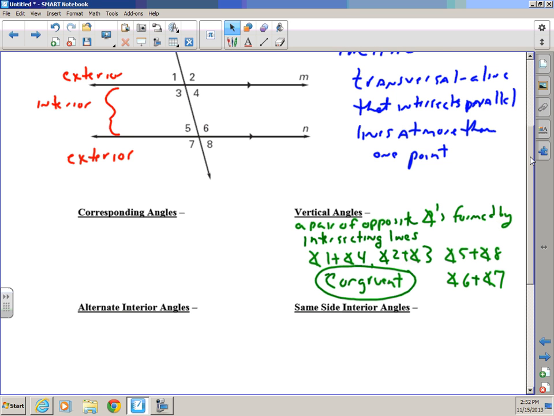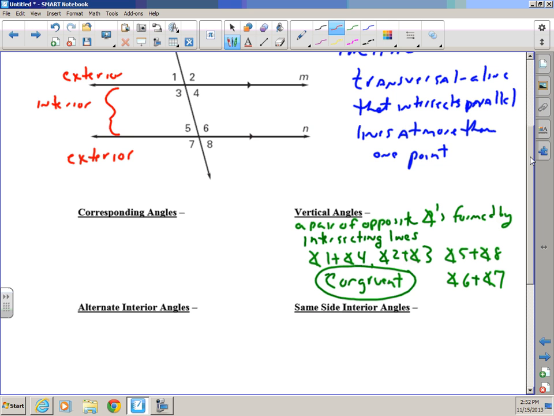Okay. Now we want to get to some of the special rules. Corresponding angles. What is the definition of corresponding? What we're going to do here is I'm going to give you definitions, I'm going to give you the angles that fall into the category, and then we're going to tell you what their measures are, the relationship between their measures.